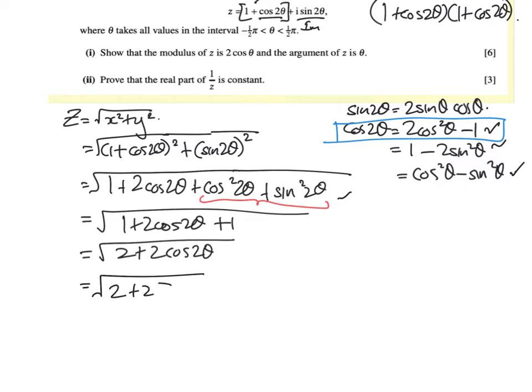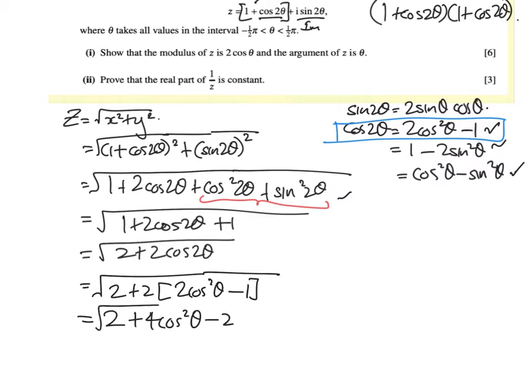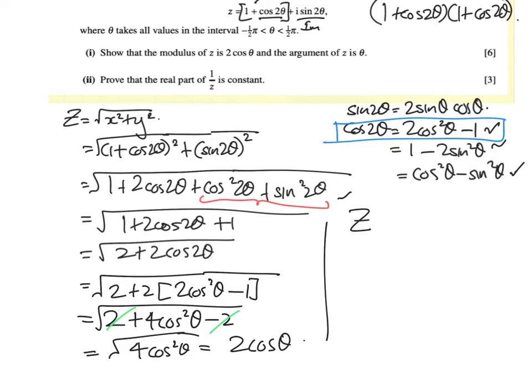So 2 plus 2 bracket 2 cos theta squared minus 1 close bracket, and when you expand, this gives us the square root of 2 plus 4 cos theta squared minus 2. The 2 and the minus 2 get cancelled, and what's left is the square root of 4 cos theta squared. The square root of 4 is 2, and the square root of cos theta squared is cos theta. So from there we get modulus of z equal to 2 cos theta.